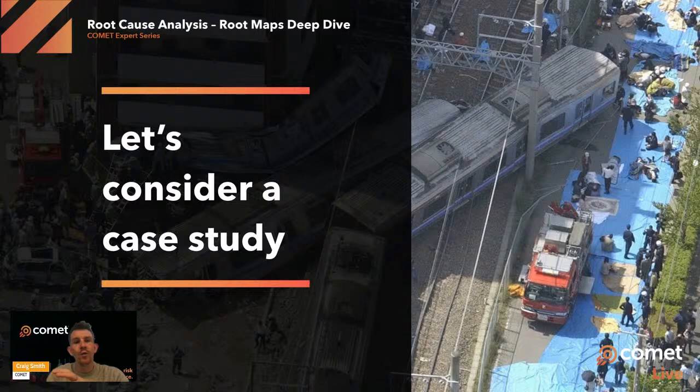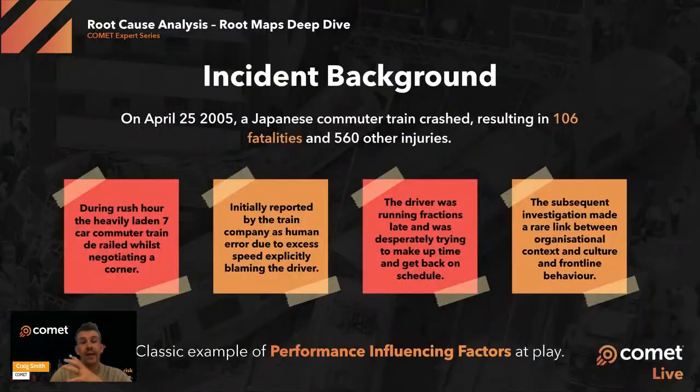And what we'll then do is look at this case study in the context of COMET, looking at those error traps, those performance influencing factors, and all of the things that ultimately led to what happened on the day of this particular incident. Again, some of you may well have an awareness of this as well. So I'll provide a little bit of incident background, a little more than we did in the previous two.